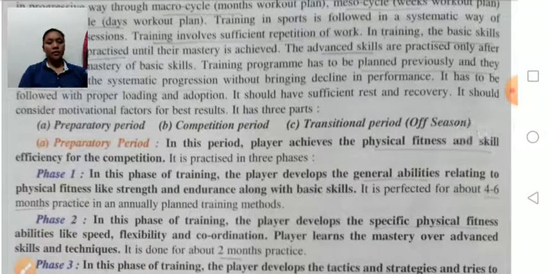The training has to follow proper loading and adaptation. The loading should be done only after adaptation, in a progressive way, and there should be sufficient rest and recovery after each activity or each workout. Proper rest and recovery should be given, and we should also motivate the sportsperson to give his best.